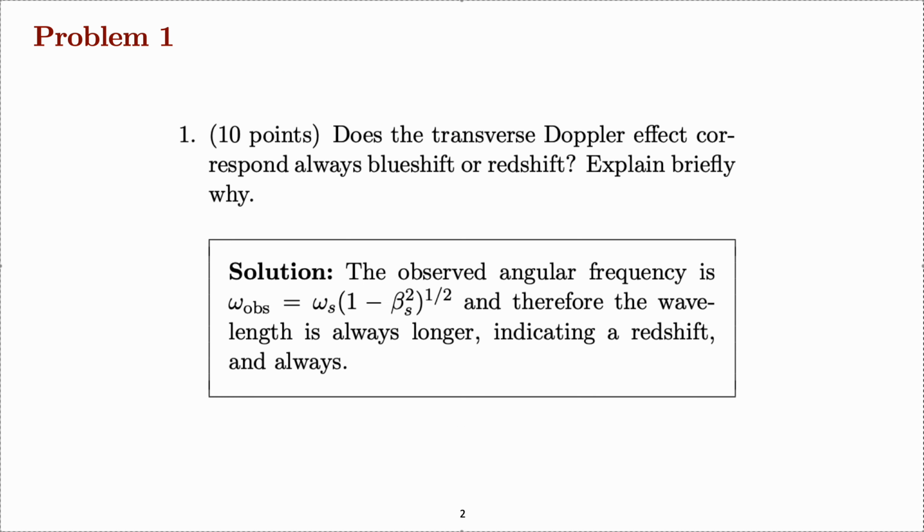Number 1 has 10 points. The question is, does the transverse Doppler effect correspond always to blue or redshift? Explain briefly why. The relevant equation is the observed angular frequency, given by omega_s times this relativistic factor. Therefore, angular frequency gets smaller always, and the wavelength becomes always longer. So it's a redshift. Okay.